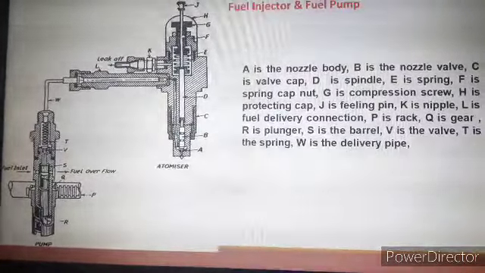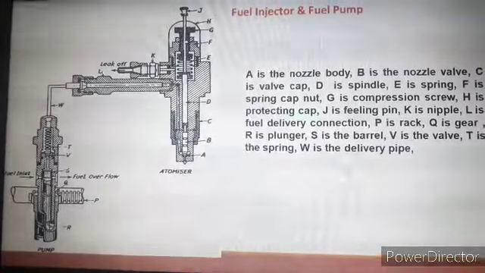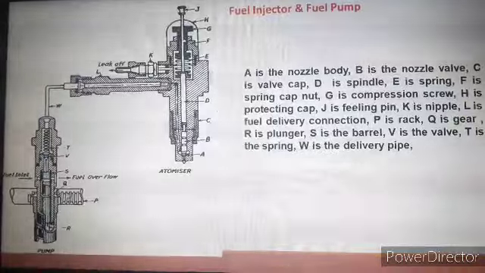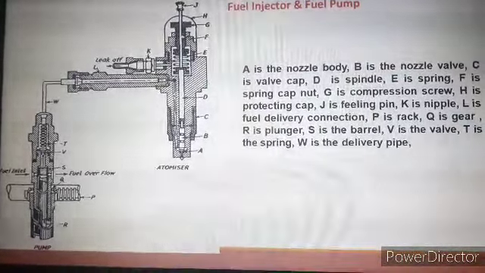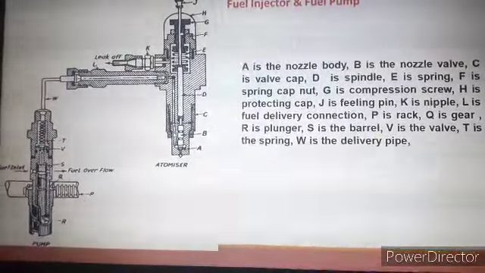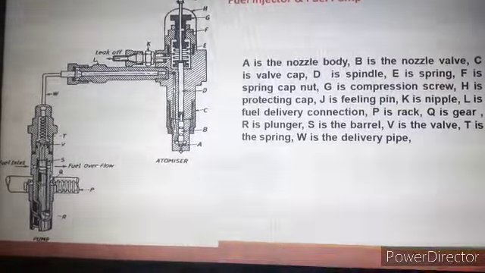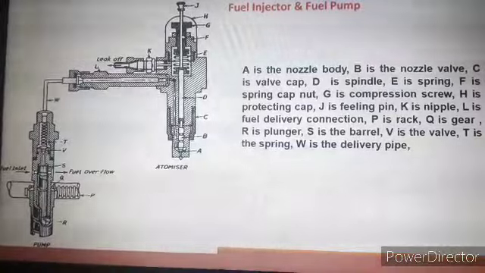Now, in the case of the fuel pump, P and Q make up the gear arrangement. We use a rack and pinion gear arrangement in order to operate this fuel pump. This rack and pinion arrangement is coupled to the cam and follower arrangement, and according to that, the operation of the fuel pump takes place.